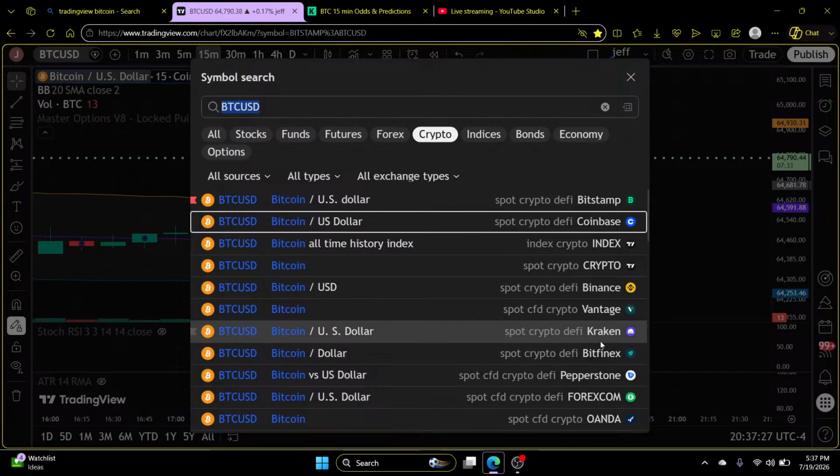My favorite is Public. It's not that great for cryptocurrencies, but for stocks, it's pretty cool. I like Public. Public is a great app and a great brokerage, in my opinion.